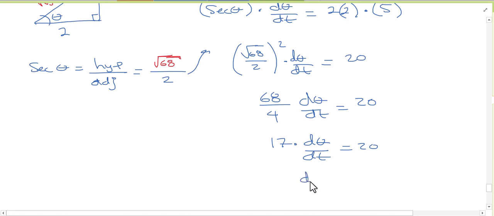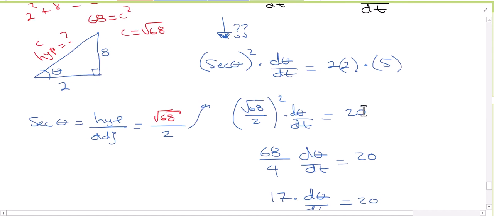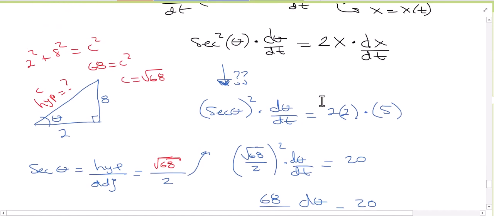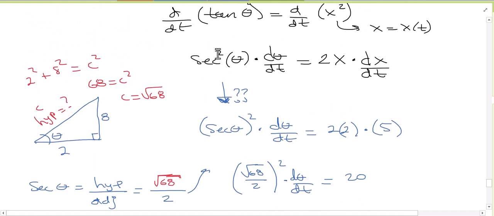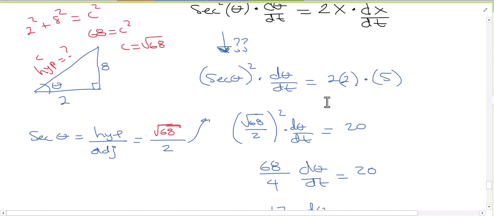And so now we're going to have d theta dt is 20 divided by 17. There's a number of ways you could have gone here, right? Some of you are asking, why are you leaving it as secant? I could have changed this. Secant is 1 over cosine, so I could have multiplied both sides by cosine squared, and I would have 2x cosine squared theta dx dt, and everything would already be on this side.